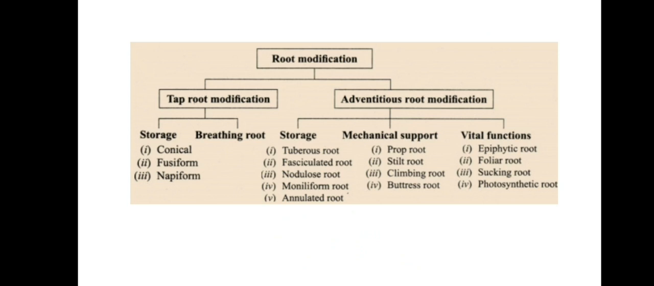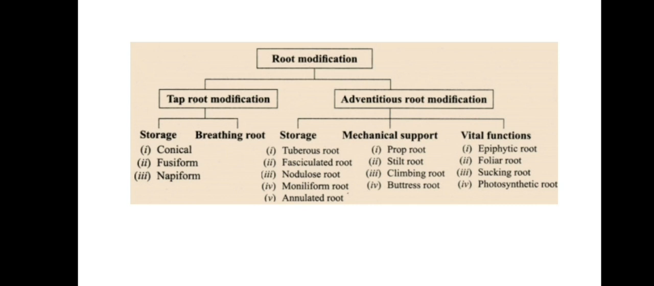Then adventitious roots are modified to store food, like tuberous root, fasciculated root, nodulose root, moniliform root, annulated root, and to provide mechanical support, like prop root, which is present in the banyan tree. Then stilt root, climbing root, buttress root. Then vital functions, like epiphytic roots, which are hygroscopic in nature. They have velamen tissue, present in orchids, and foliar roots. Sucking roots are present in Cuscuta, a parasitic plant.